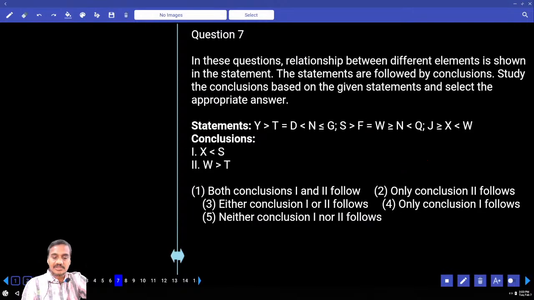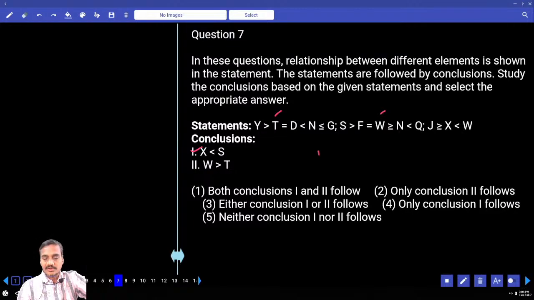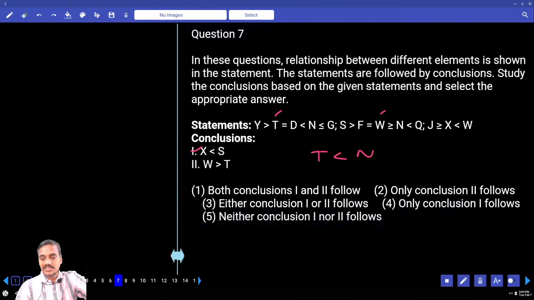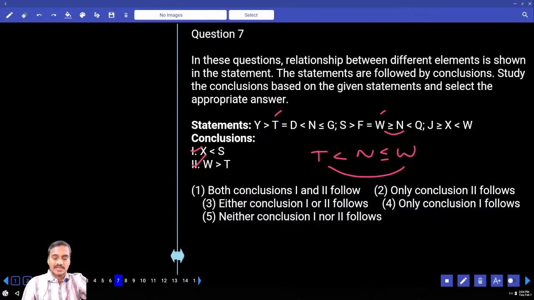Then coming to the second one, W and T. Now T is here and W is here. Which element is common now? N. Now T lesser than N, and at the same time W greater than or equals to N means N lesser than or equals to W. Now from T to W, which symbol is common? Lesser than. T lesser than W is nothing but W greater than T. And so both 1 and 2, that is choice 1, question number 7.